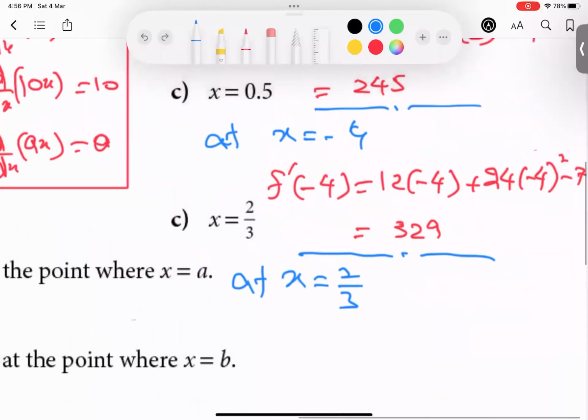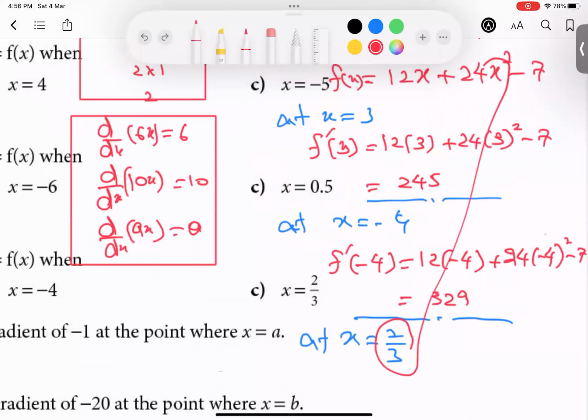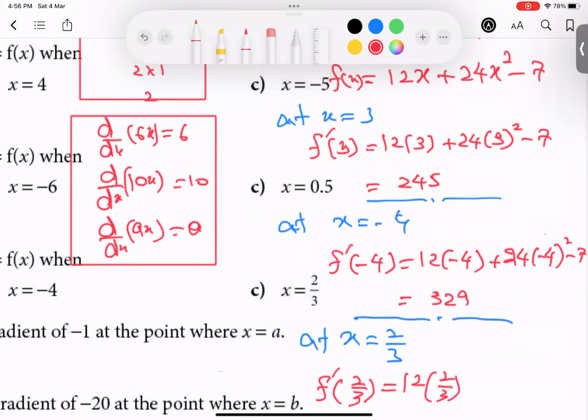Now let's see what happens, students. Yes, I think you can see clearly. This 2 by 3 will go here and will go here. So f dash of 2 by 3, everywhere I'm going to replace 2 by 3. I hope so, this is nothing hard for you.